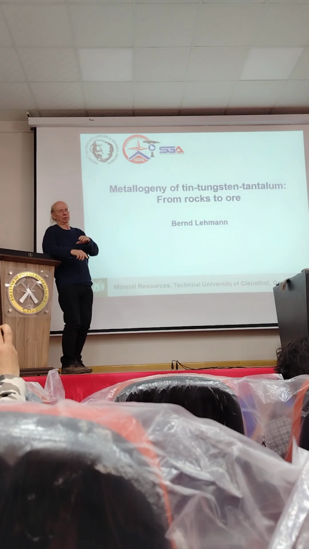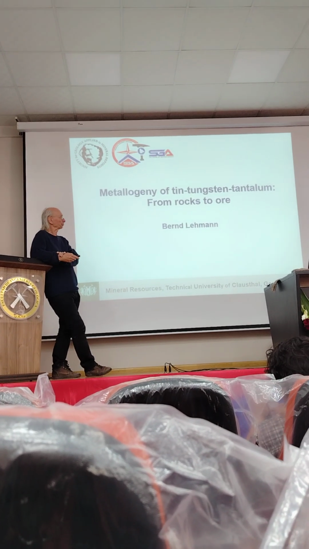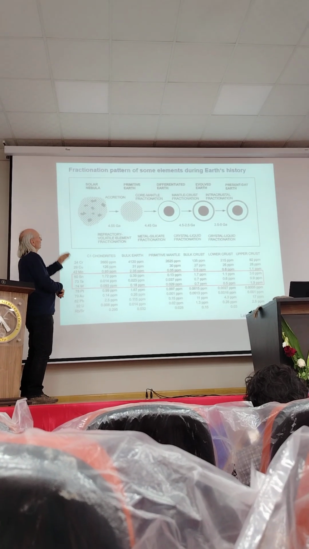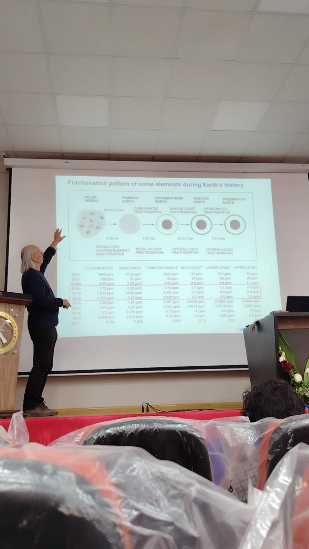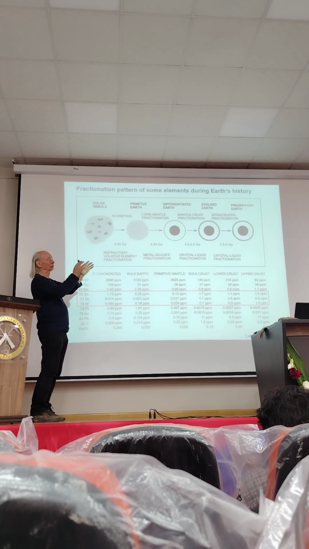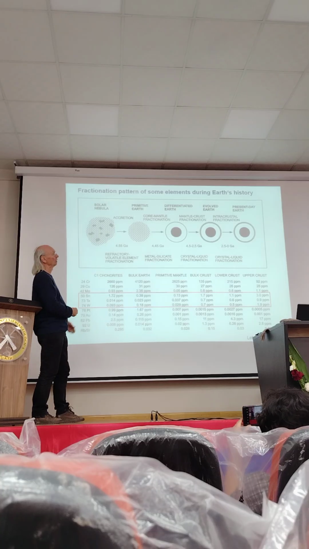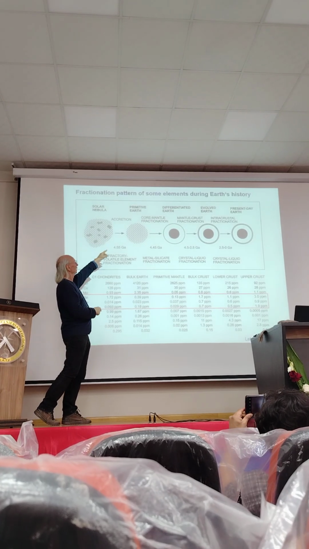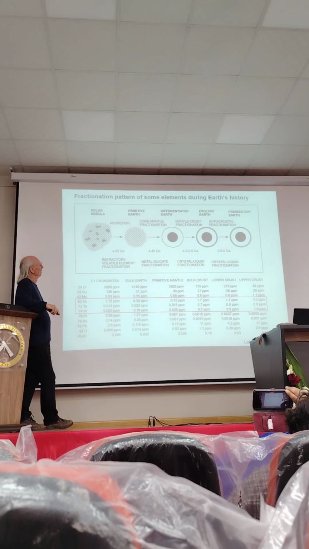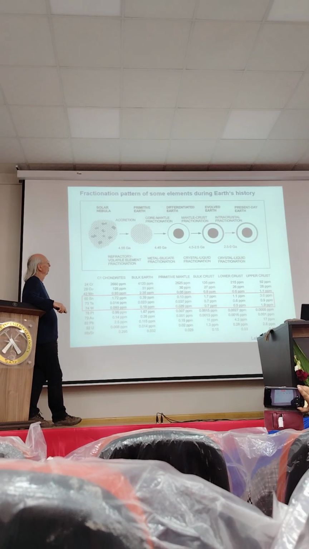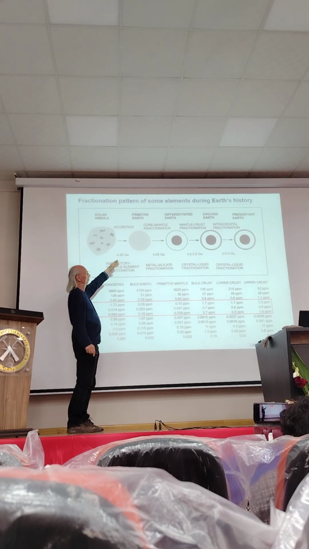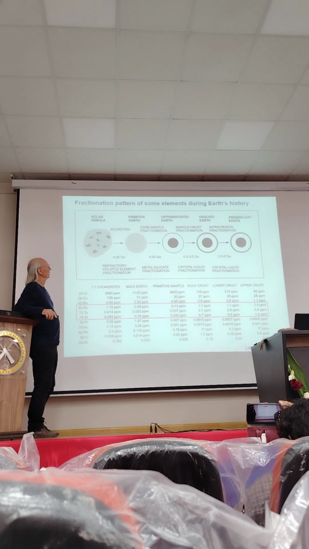style as we did for the various elements. I start here with the big picture. That's the evolution of the Earth. We have solar nebula accretion, which means planetesimals are formed, including the Earth. And then comes the core-mantle fractionation, which is the most important chemical event in the history of the Earth. And all this happens within a very short time, at 4.55 billion years.